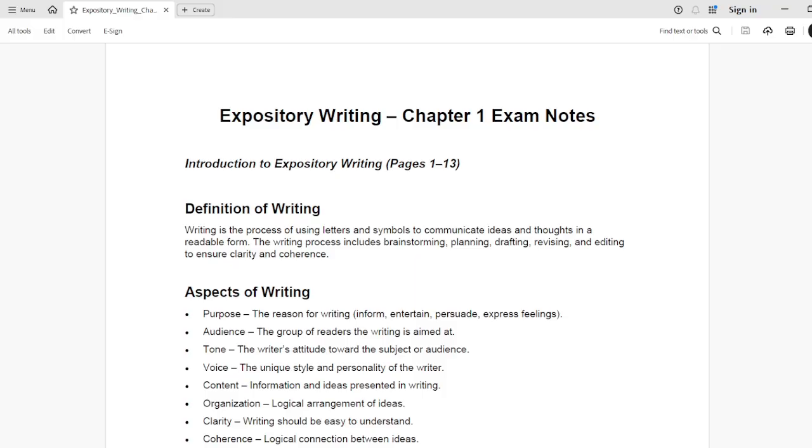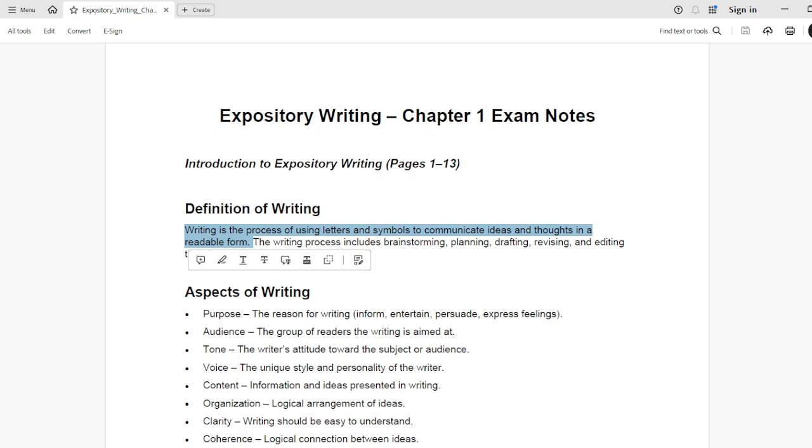So let's begin with the definition of writing. So as you all know that writing is a process of using letters and symbols to communicate ideas and thoughts in a readable form. So first part of this definition is enough for your exam point of view.